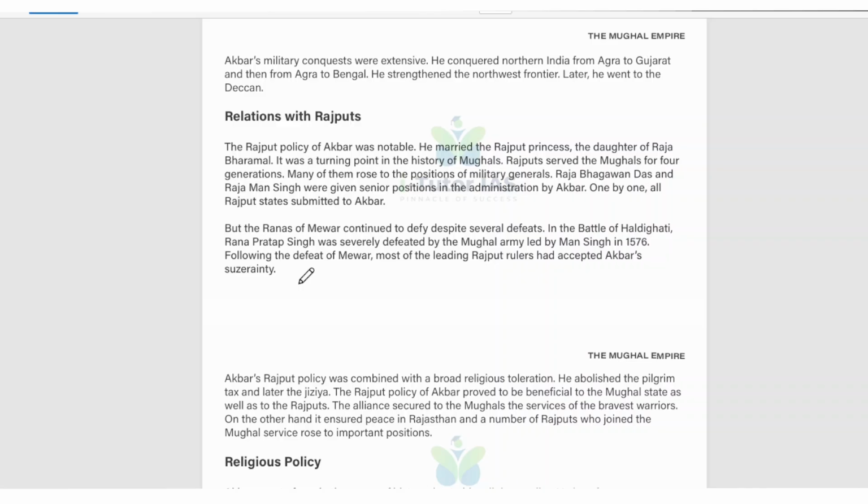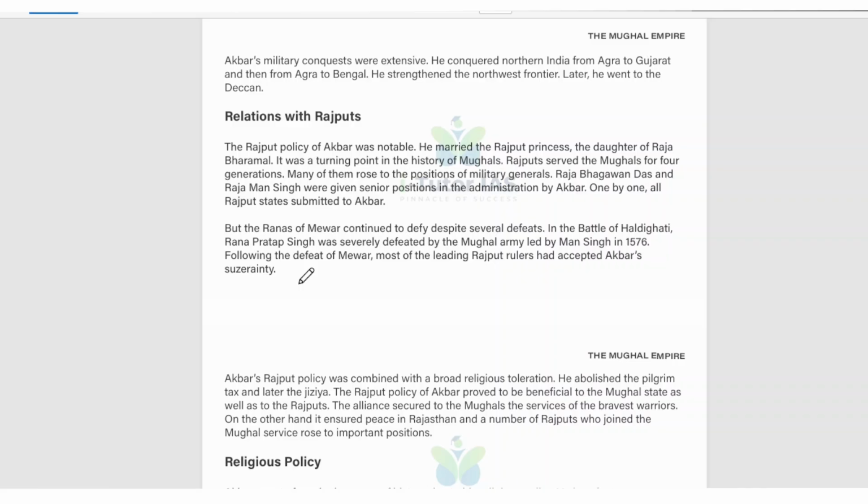And the Jodha Akbar movie, hope all of you know Jodha Akbar. This is the same story of the Rajput relationship with Akbar. And one by one, all Rajput states submitted to Akbar.